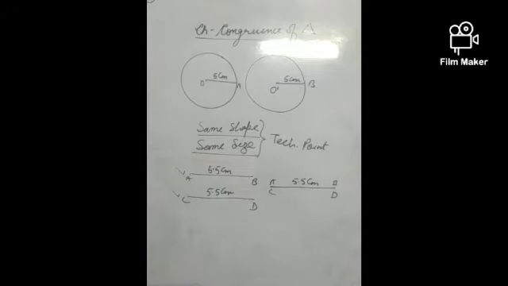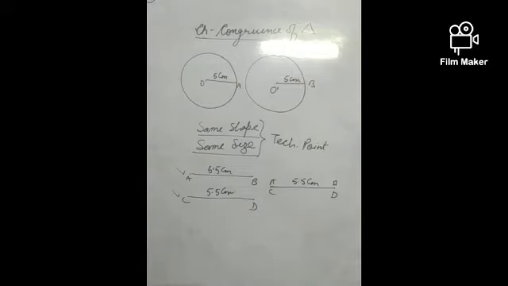Okay. So this is all about congruency. Again I am just telling you the meaning. What is congruency? Two or more than two figures are said to be congruent if both have the same shape as well as the same size, right? If you keep one over the other, they will coincide with each other.